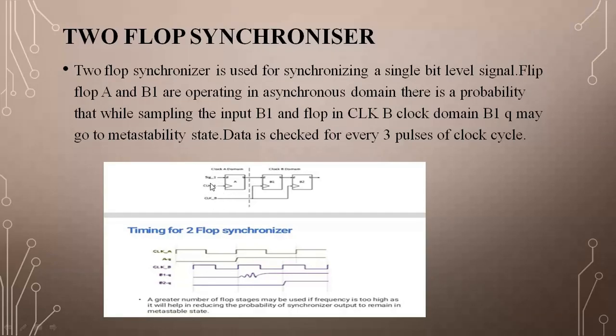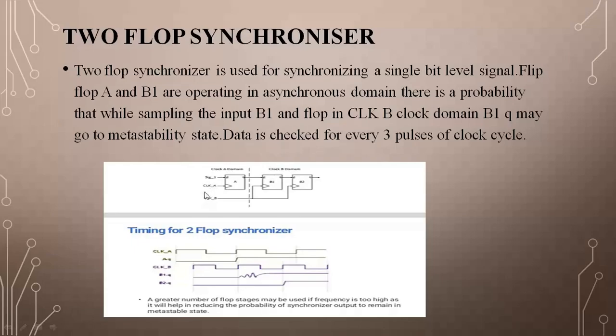Different clock and different phase means what can we say? We can say it is an asynchronous clock, so it is working in an asynchronous clock domain. But why do we use the two flop synchronizer? Only for single bit data. To pass single bit data, we use two flop synchronizers.